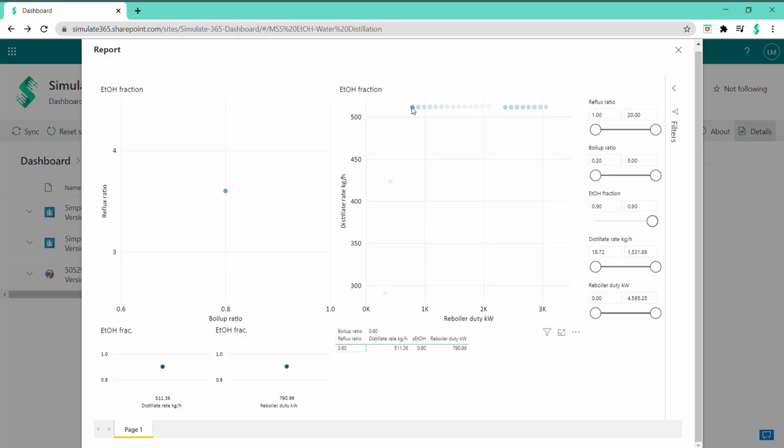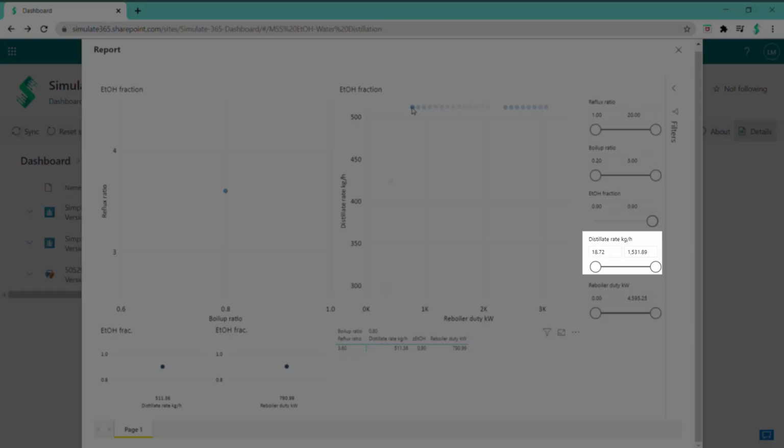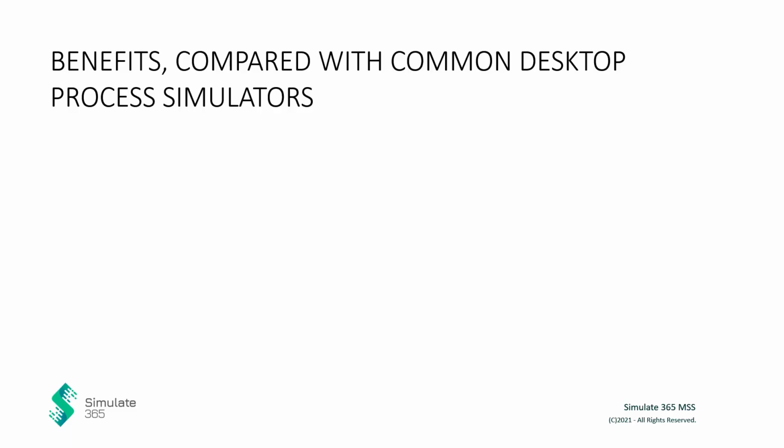Once the data is generated, this report can be used to define any other optimization strategy. For example, we could examine the maximum concentration of ethanol for a fixed distillate rate or least energy consumption for the highest purity. Let me summarize where our multivariate sensitivity study is better than the one that common desktop process simulators have built in. It is more powerful, more flexible, and has easier access.